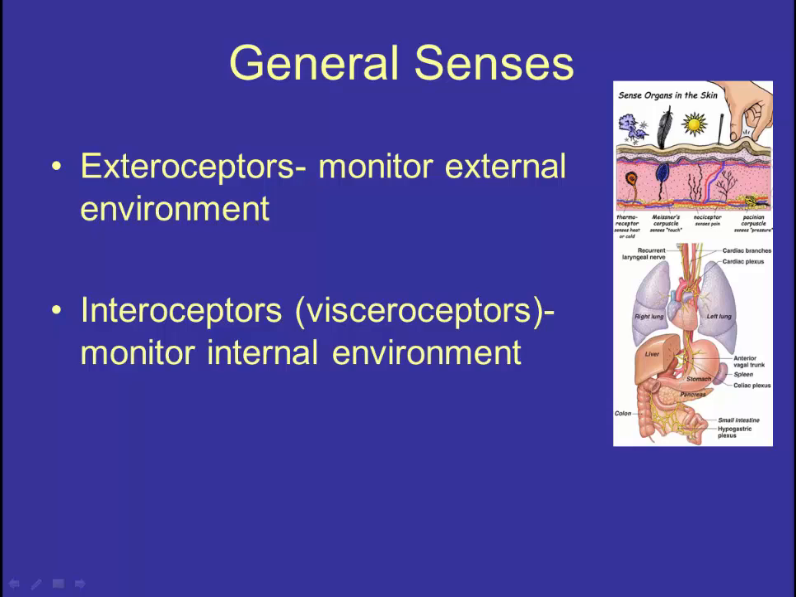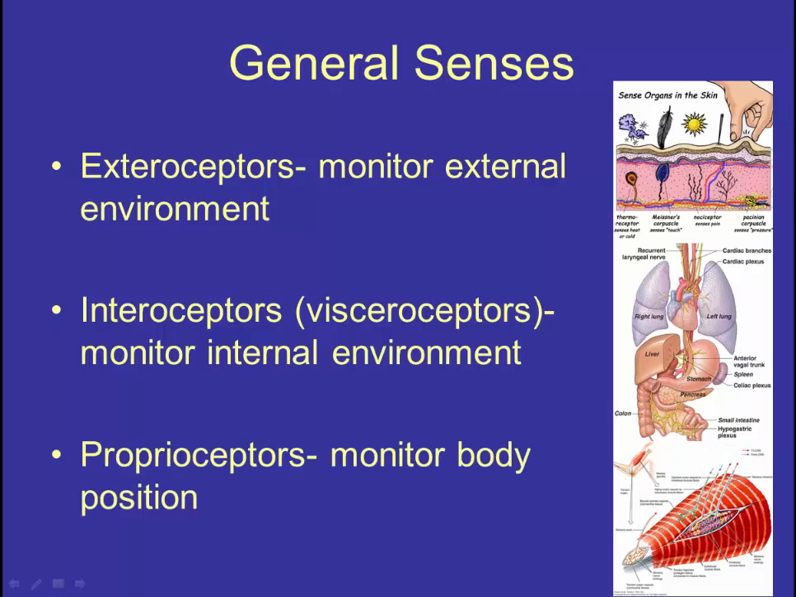And there's a type of special interoceptor, a class of its own, called proprioceptors. Proprioceptors are receptors embedded in your muscles and tendons that monitor your body position, and they are continually sending messages up to your brain, especially the cerebellum, so you can balance your body and coordinate your movements.